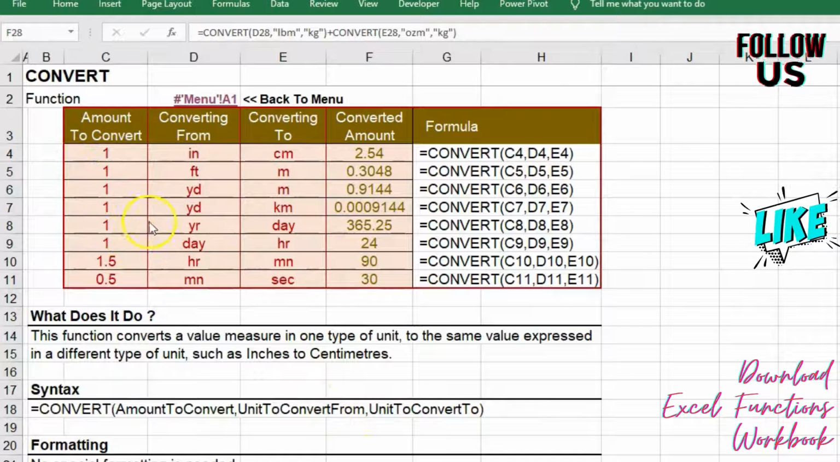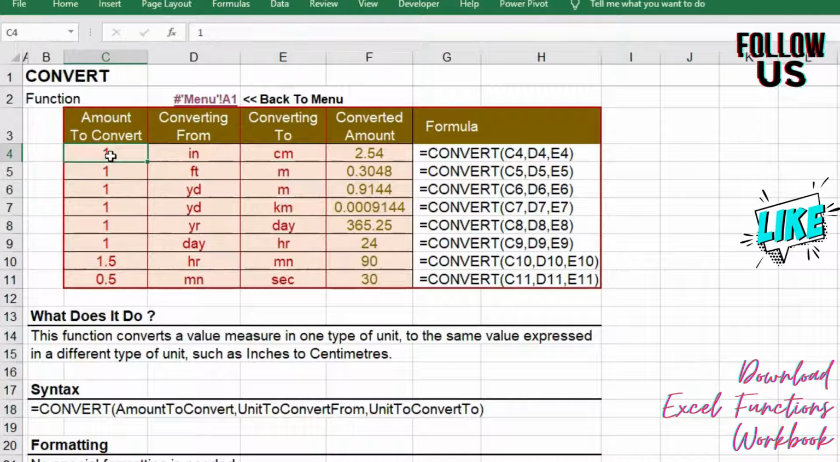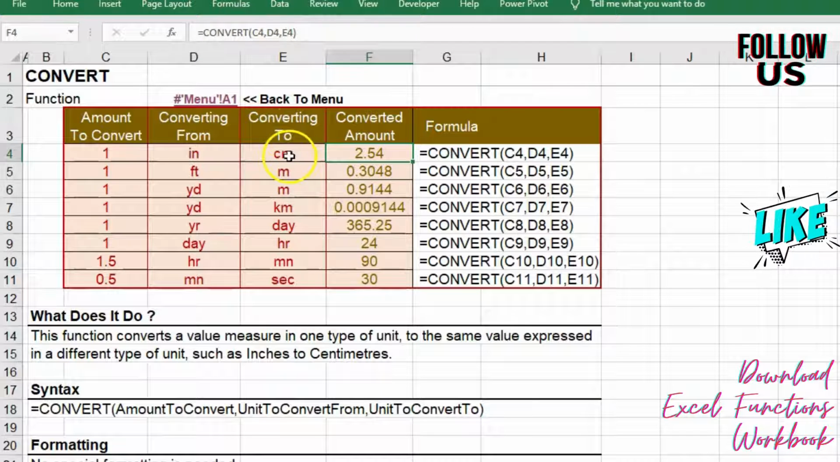So if you look at this table here, the amount to convert is 1. We are converting from inch to centimeter. So in this cell, all we do is equal convert, what amount? 1, from what unit? Inches, to what unit? Centimeter. So the result is 2.54. So 1 inch is the same thing as 2.54 centimeters.